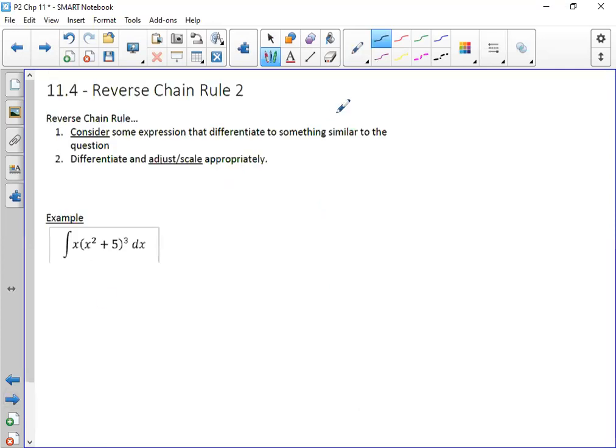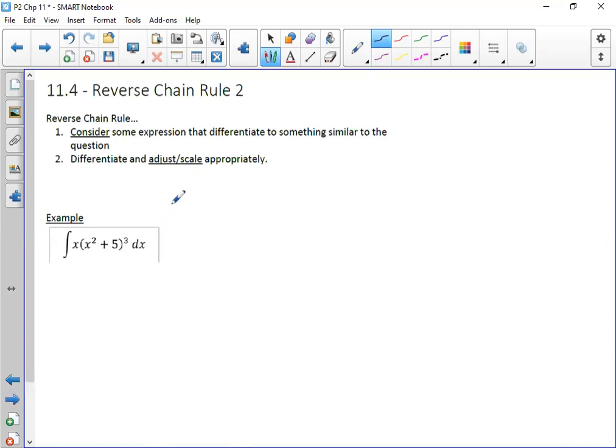more complex expressions where we need to use reverse chain rule, but they don't look as simple as it is. However, reverse chain rule is the solution to that. Reverse chain rule is about considering some expression. We let y be that something, we guess the answer and we verify that. And then at the end, after we guess the answer, we verify it, we differentiate, verify. And then at the end, we adjust and scale appropriately by matching the coefficient, right? So that's what we've done.